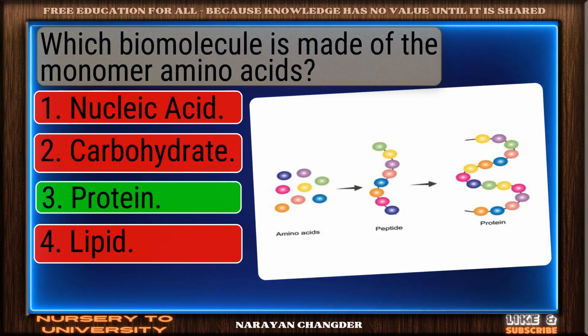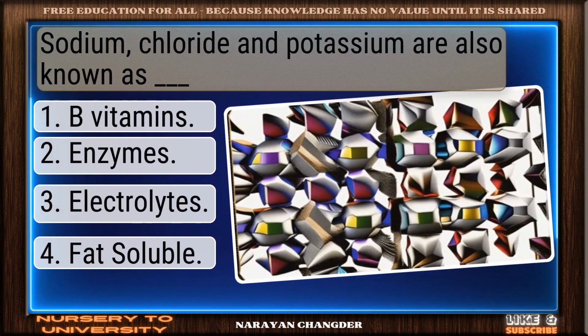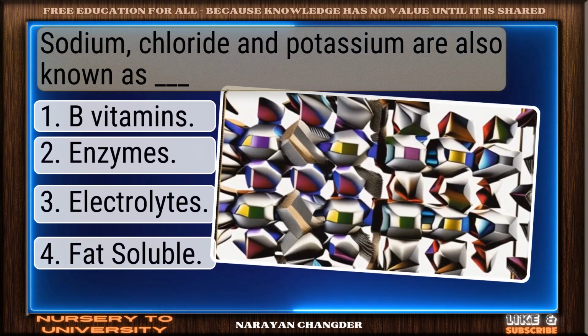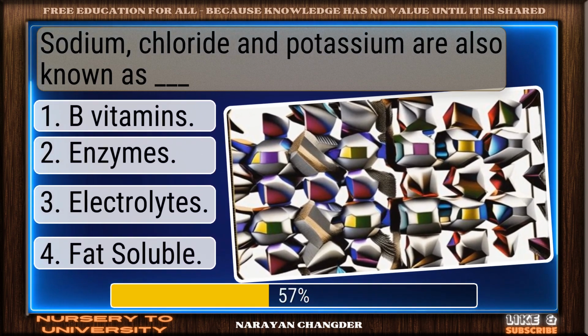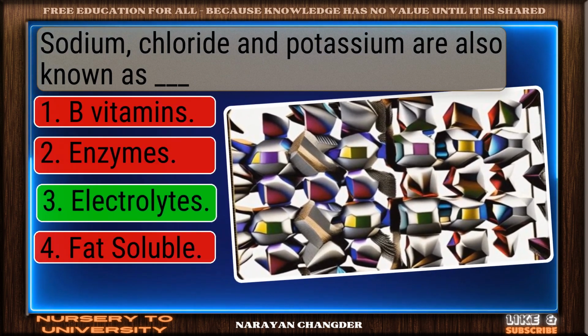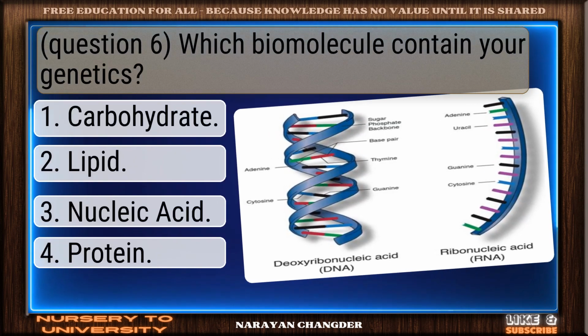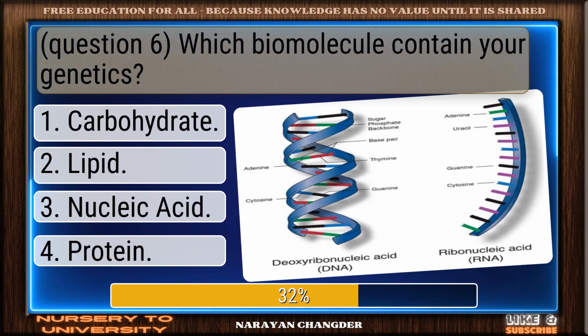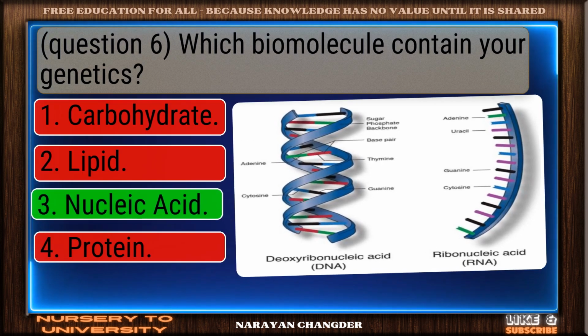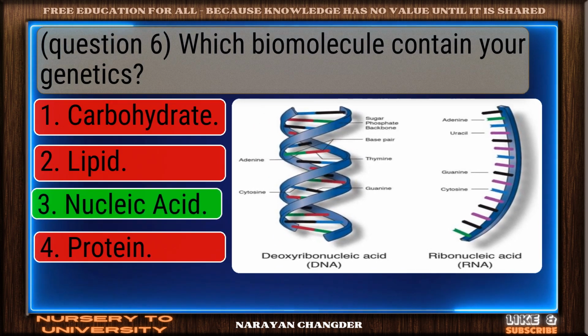Exactly. Protein makes sense. Sodium, chloride, and potassium are also known as dash. Great thinking. Electrolytes is right. Which biomolecule contain your genetics? Correct. Nucleic acid is spot on.